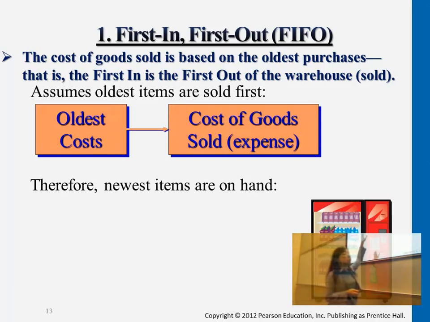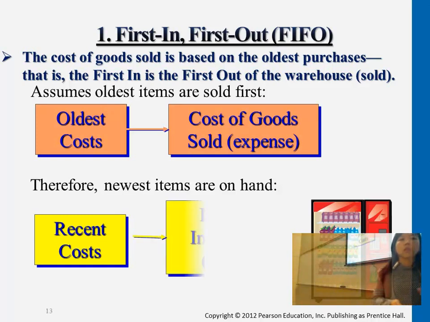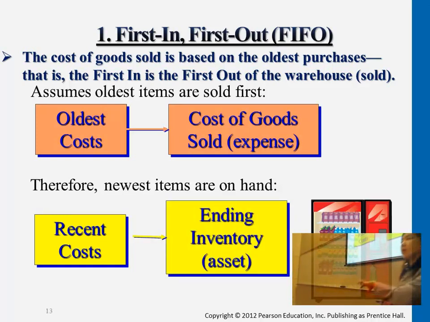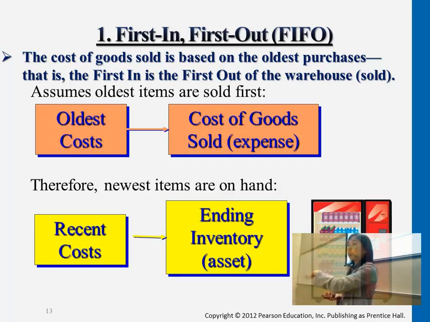Okay, so the oldest cost, the 50 cents one, turns into cost of goods sold expense first. So even though in reality perhaps the customer is actually purchasing one from the latest batch that we purchased, we still assume that they're purchasing the oldest cost first. On the other hand, since the oldest cost turns into cost of goods sold, the recent cost later on, when we count inventory that's still in our warehouse, becomes ending inventory, which is basically the inventory asset that you would see on the balance sheet.